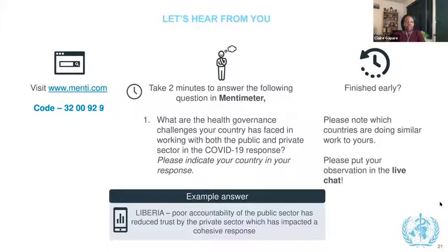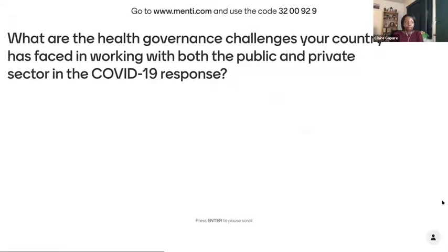So please go to menti.com and answer the following question. What are the health governance challenges your country has faced in working with both the public and private sector in the COVID-19 response? The code again is 3200929. And I've posted this in the discussion forum, and I'll give you about 1.5 minutes to answer this question. Make sure you write which country you're from as well, so that we know which country we're talking about.